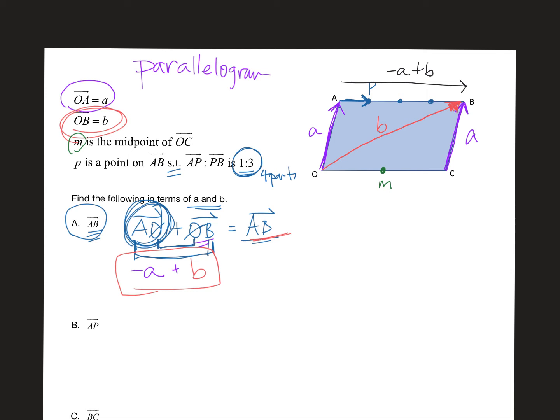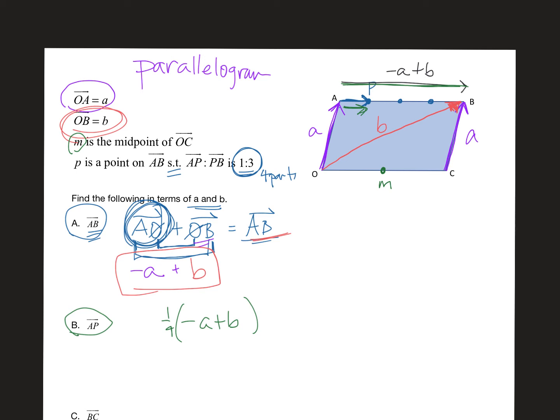Okay, so now I'm looking at question B right here, and it wants vector AP. So I'm looking, again, I'm back up here at my picture. If this entire vector all the way across is negative A plus B, do you see that AP, just this little piece of it, is 1/4 of that? It is 1/4 of the entire vector based on the way they made us set up the picture. So you can leave it just like that. Okay, it's 1/4 of the entire vector. If you really wanted to distribute, you could do that too.